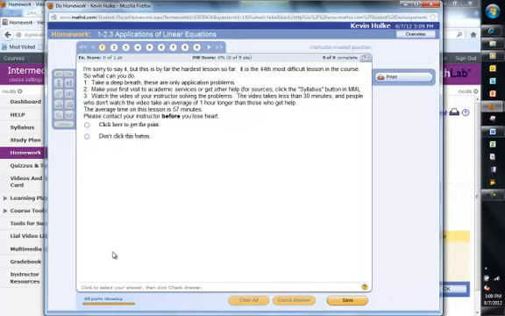So what can you do? First of all, take a deep breath. These are only application problems. You could make your first visit to academic services or get other help. See the syllabus to see what's available.